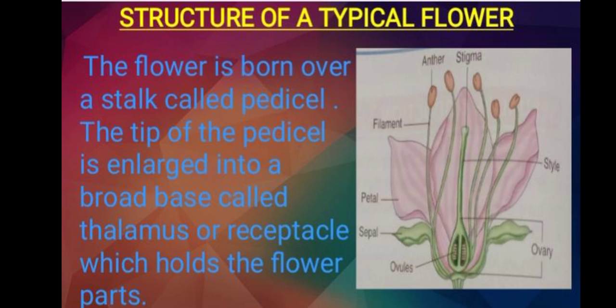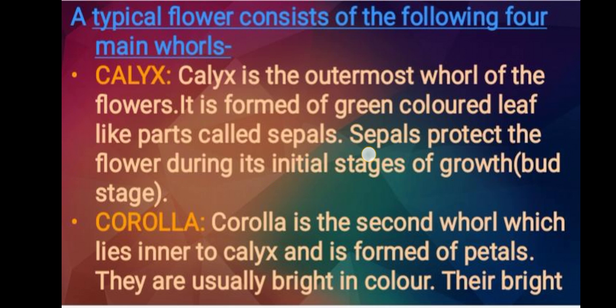Let's see the structure of a typical flower. As you can see in the diagram, various parts of a flower are shown. The flower is borne over a stalk called pedicel. The tip of the pedicel is enlarged into a broad base called thalamus or receptacle, which holds the flower parts. A typical flower consists of the following four main whorls.